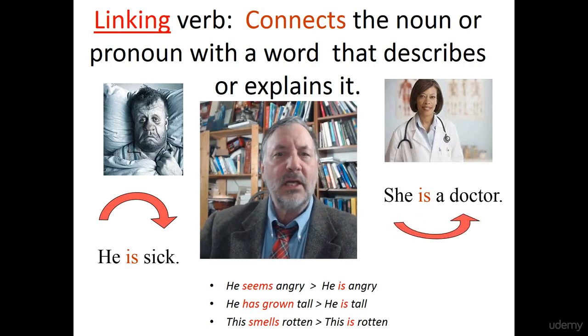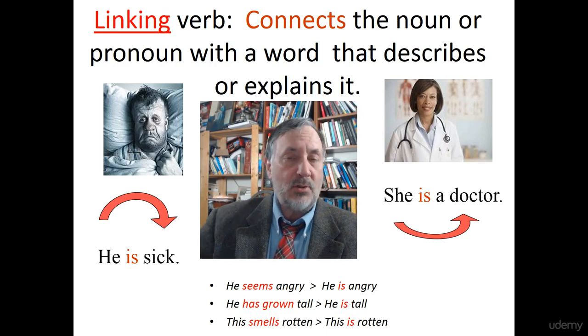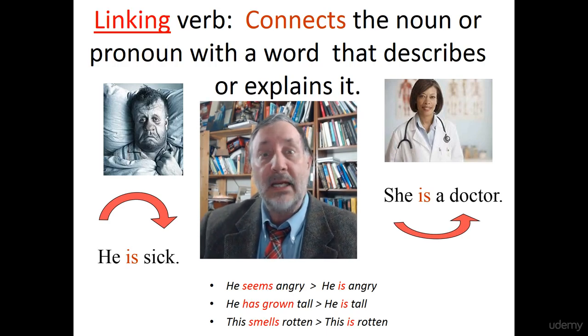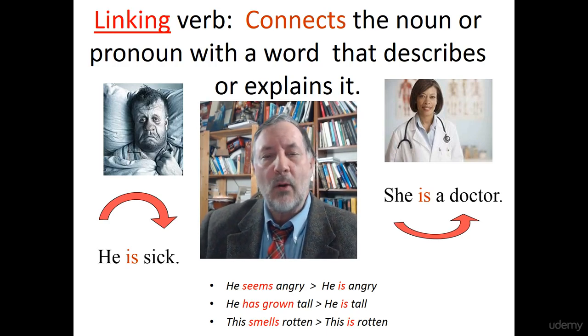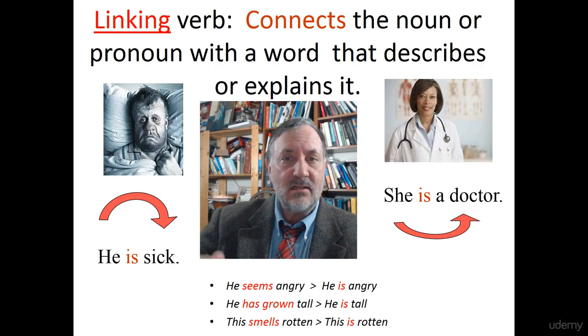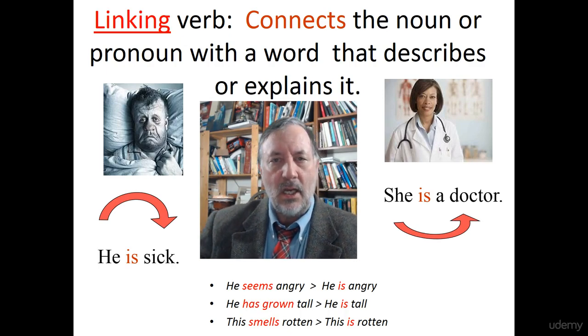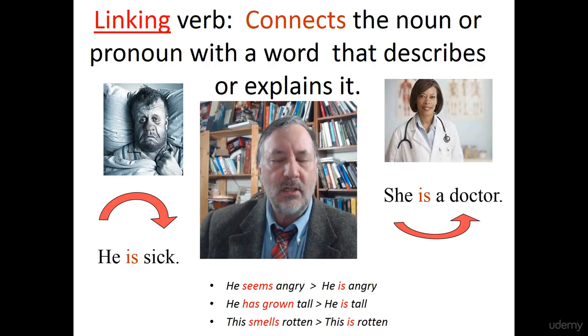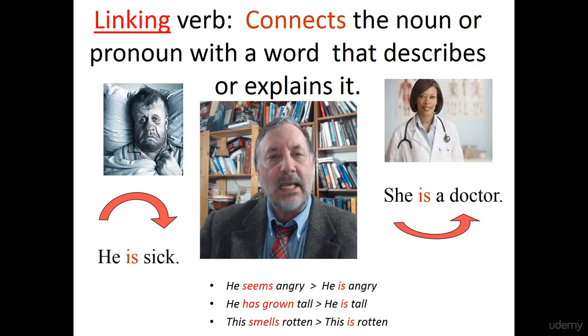A linking verb connects the noun or pronoun with the word that describes or explains it. And this word that describes or explains it could either be another noun or it could be an adjective, which we'll get to very shortly. But anyway, let me explain. If I said he is sick, well, that sick is describing he, and the is right there, which is the form of to be that we use for the third person singular, is linking he with sick.